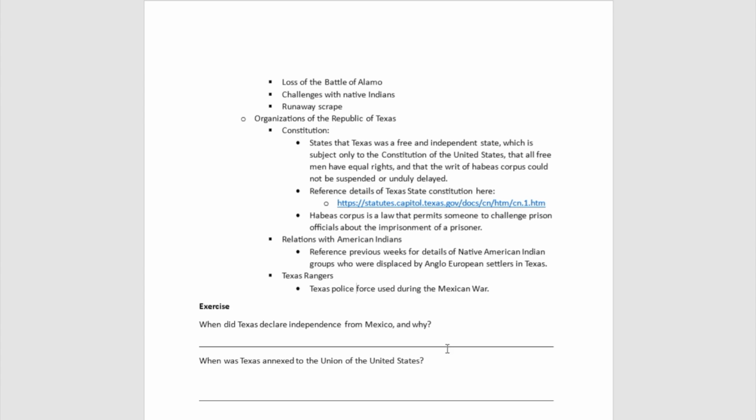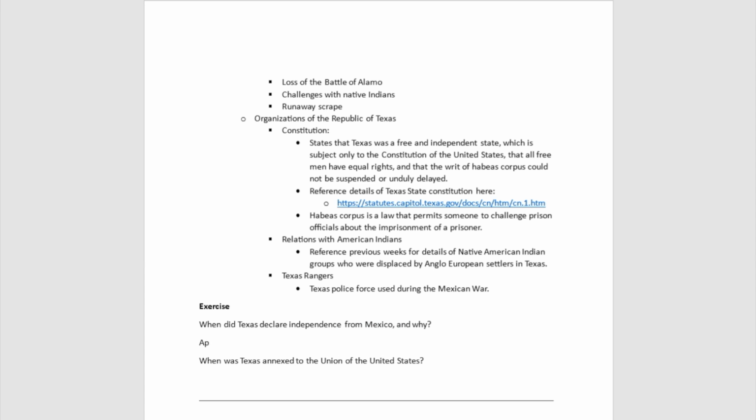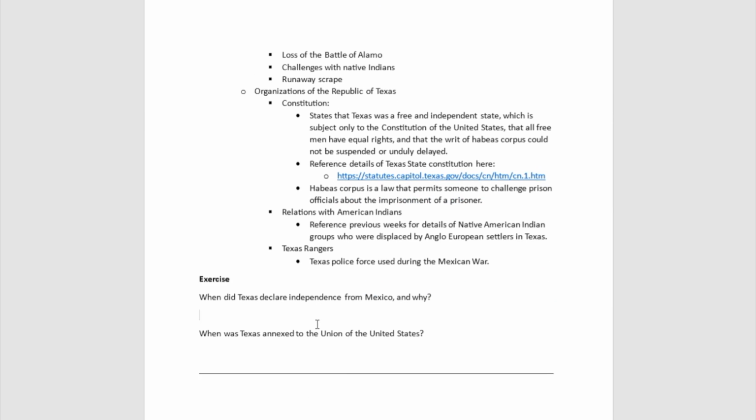All right. So let us answer a few questions over there. Again, when did Texas declare independence from Mexico and why? Okay. Texas declared independence from Mexico, I believe, April 21st, 1836. And why? Because Texas wanted to practice slavery and Mexico did not. Okay. When was Texas annexed to the Union of the United States? That was pretty much in 1845, just like we said before.